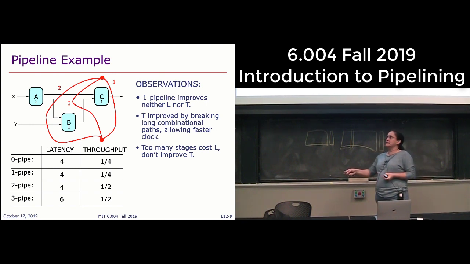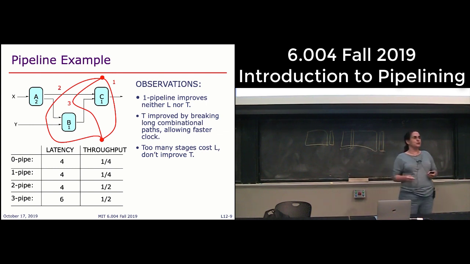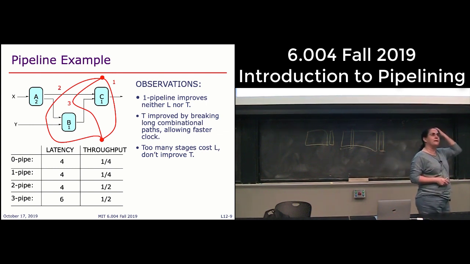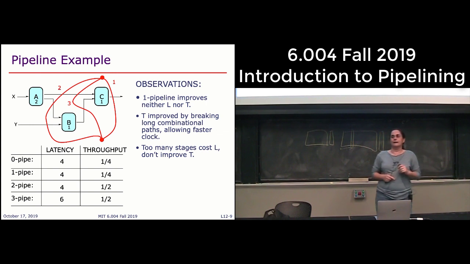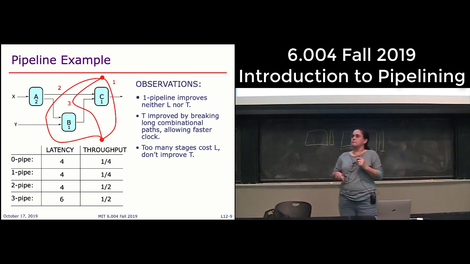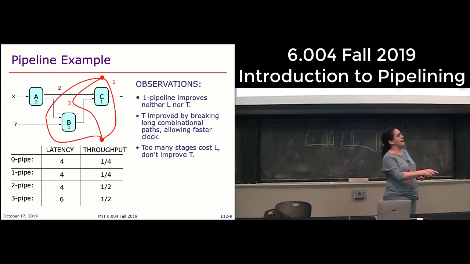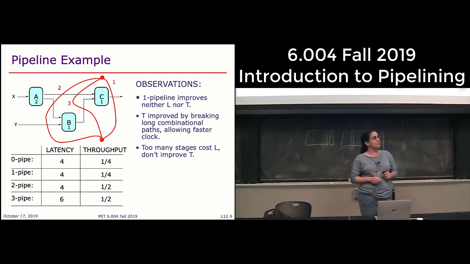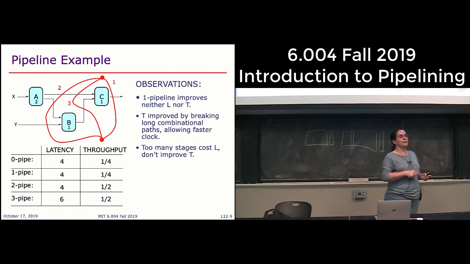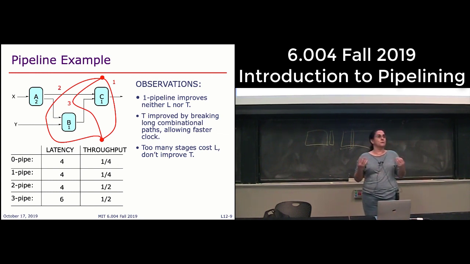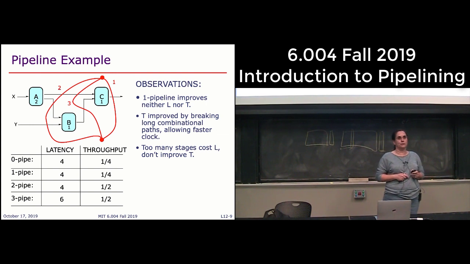And my throughput continues to be 1/2 because I'm still getting something out every 2 time units, but basically you would never want to do this because there's no reason to, number one, add more hardware, which is the registers that you've added in this extra path, and more importantly, make your latency worse without benefiting on throughput.